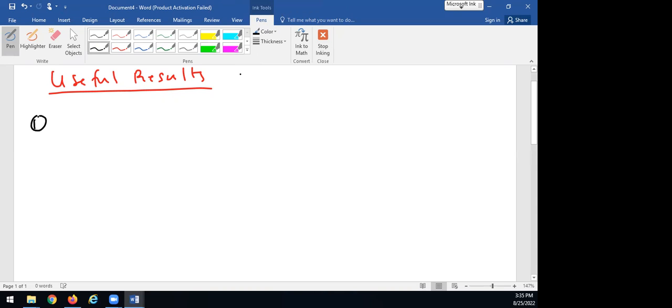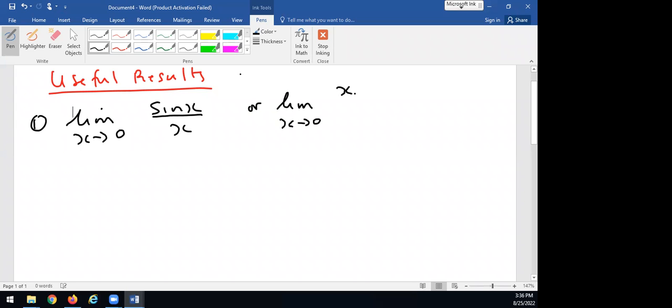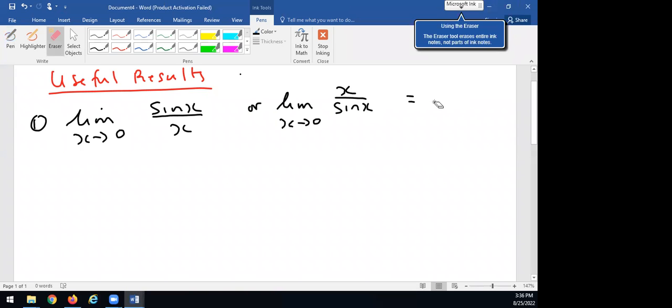Now, number one, if you have the limit as x approaches 0 of sine x upon x, or even if you flip it, the limit as x approaches 0 of x upon sine x, it doesn't matter the order, then they're both equal to 0. Sorry, not 0. They're both equal to 1. So bear that in mind.